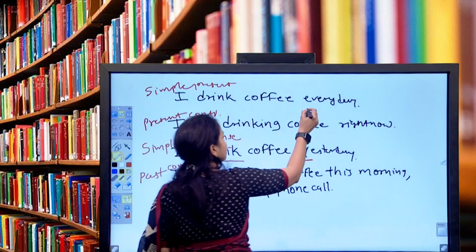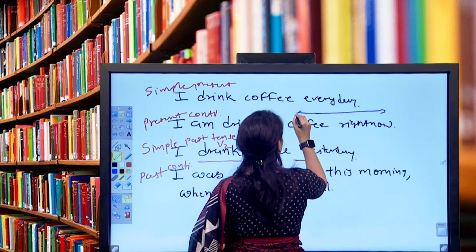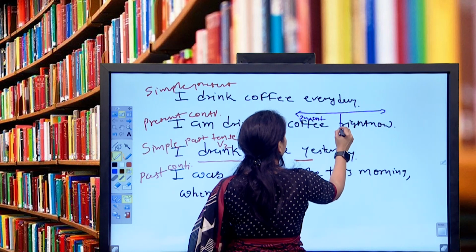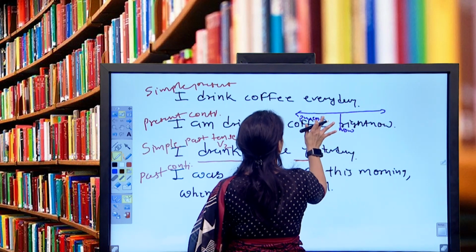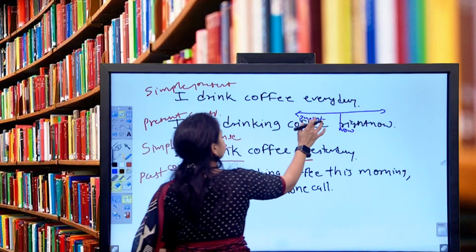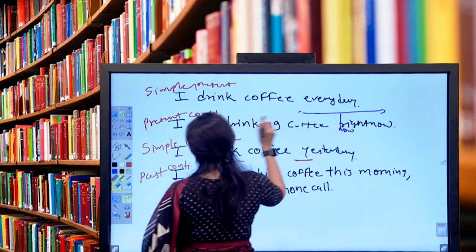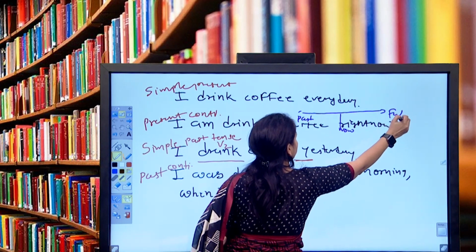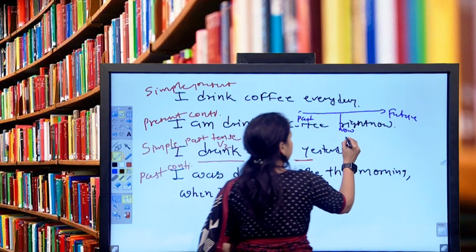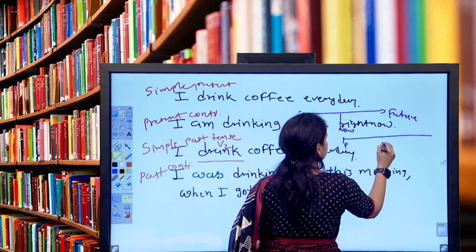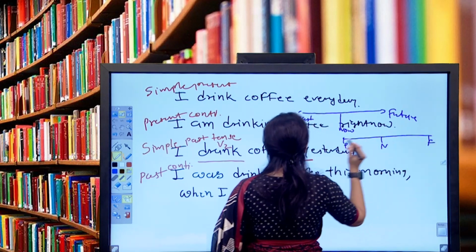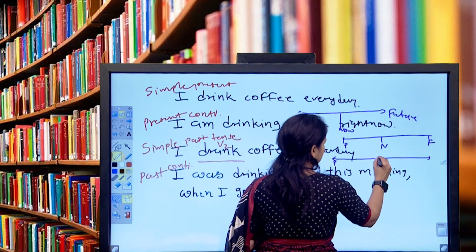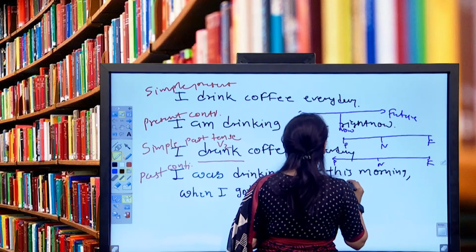Okay, we just take one parameter, a timeline. It is a past, now and future. In the same way in the second sentence, past, now, future. What is the difference in all of the sentences that we are going to see?